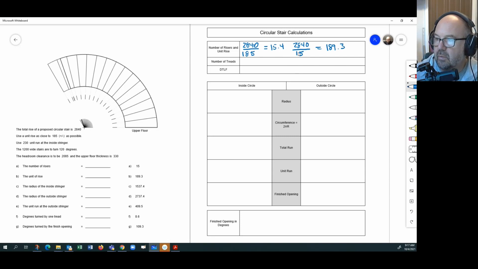Number of treads, we've got 15 risers, so I've got 15 minus 1, 14 treads.